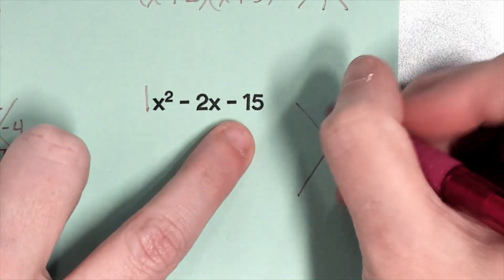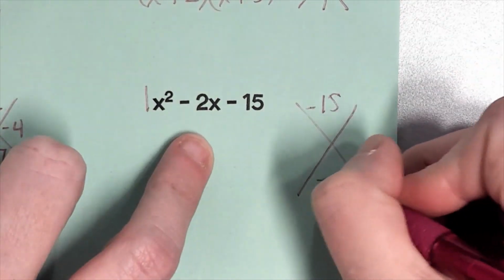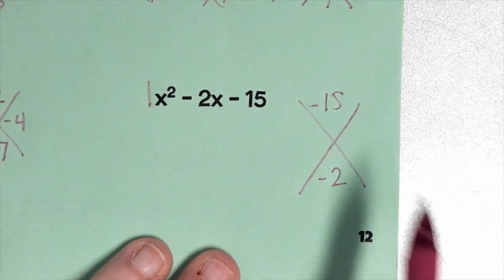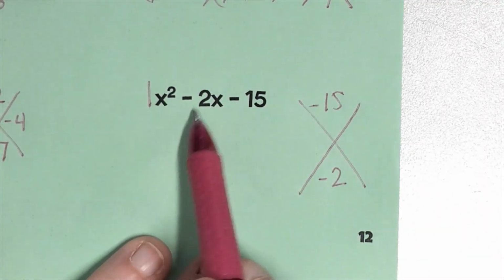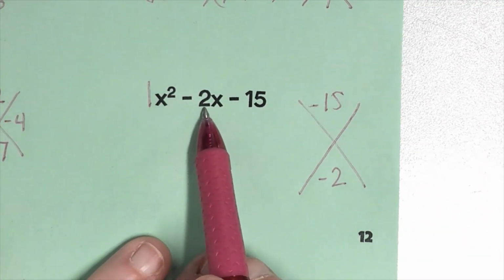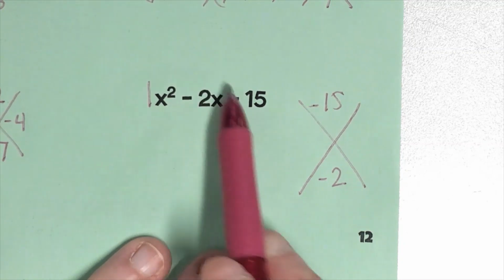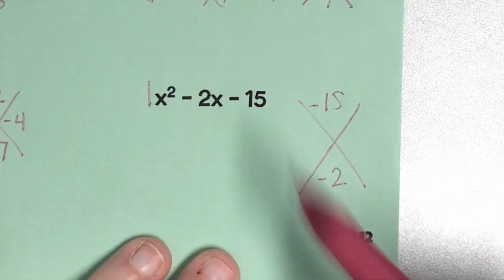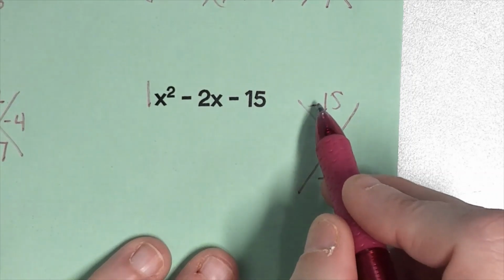Okay. This last one is the only one that's a little bit different from what we've been doing. So I still put my negative 15 on the top, and I put my negative 2 on the bottom. Now this time, since this is negative, I'm looking for a difference. So when this sign is negative, I'm looking for a difference. So 15 times 1 is 15.